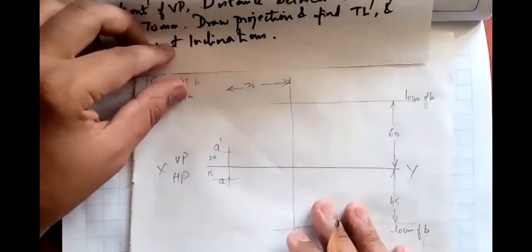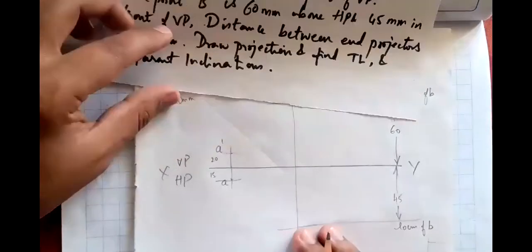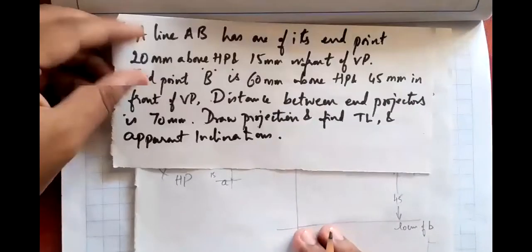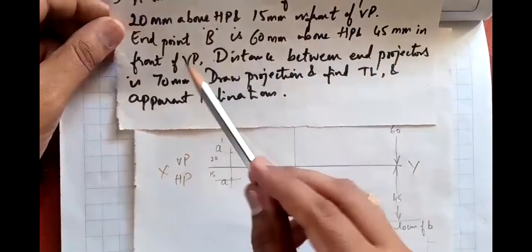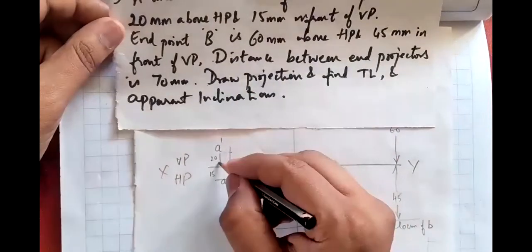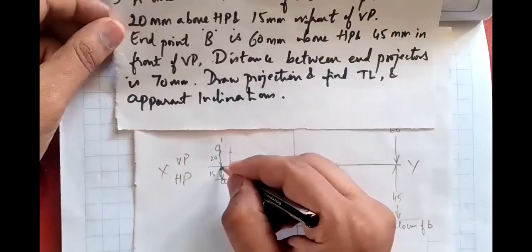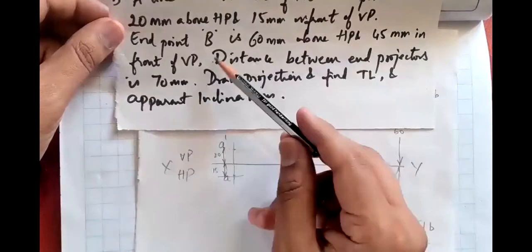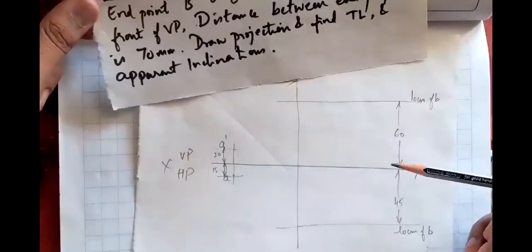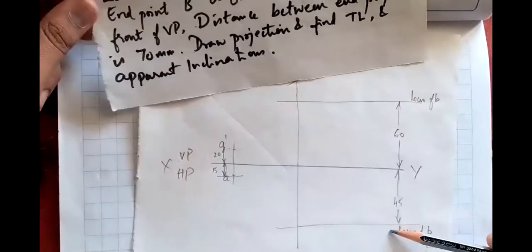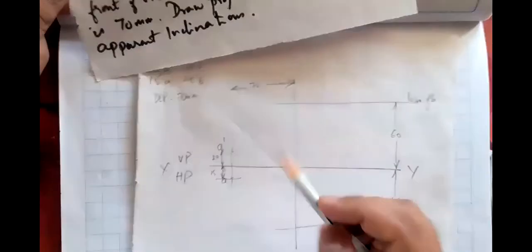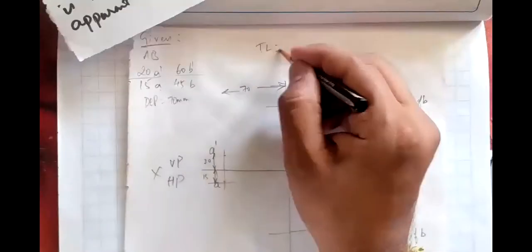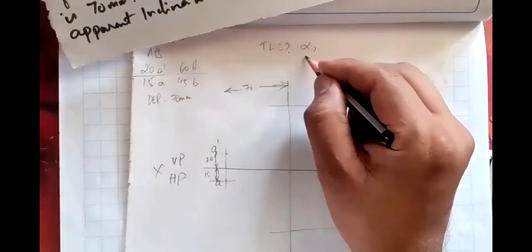Based on this problem, the line AB has one of its endpoints A 20 above HP and 15 in front of VP. Endpoint B is 60 above HP and 45 in front of VP. Distance between end projectors is 70. Now I have to find out the true length is how much, and apparent inclinations, that is alpha is equal to how much and beta is equal to how much.